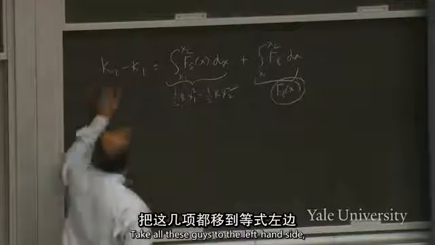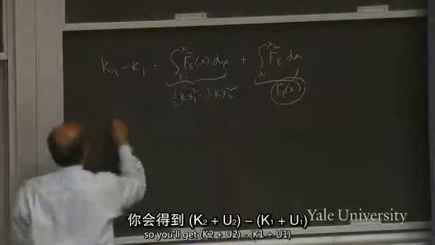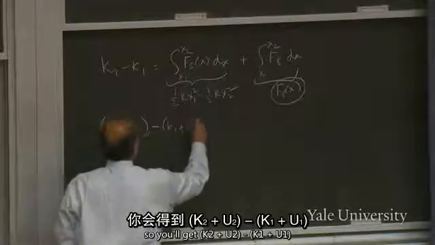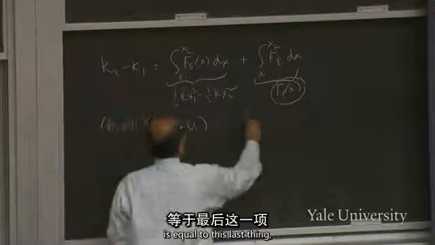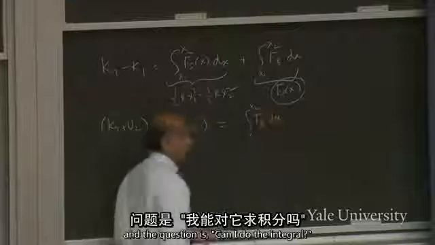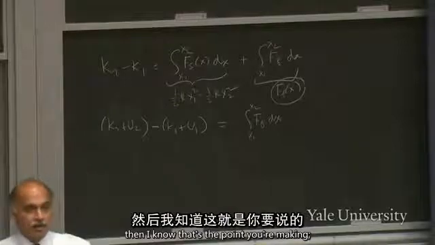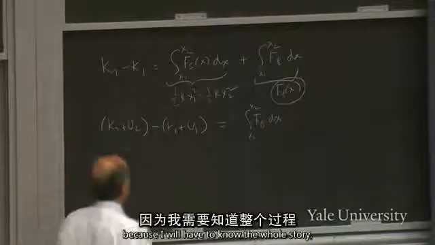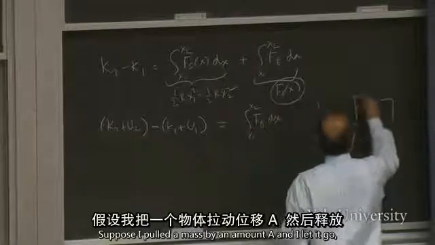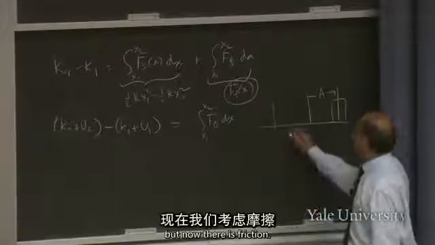Take all these guys to the left-hand side. So this is K2. This will become U2. So you will get K2 plus U2 minus K1 plus U1 is equal to this last thing, the work done by friction, dx from x1 to x2. And the question is, can I do the integral? The answer is, if you just tell me x1 and x2, that's the point you're making, I cannot just do an integral, because I will have to know the whole story. But in limited cases, I can do this. Suppose I pull the mass by an amount A, and I let it go. But now there is friction.